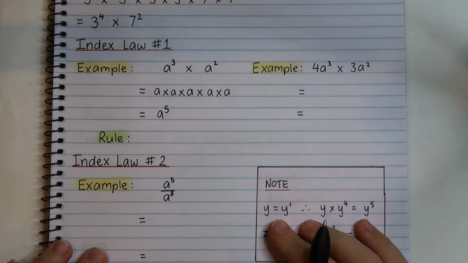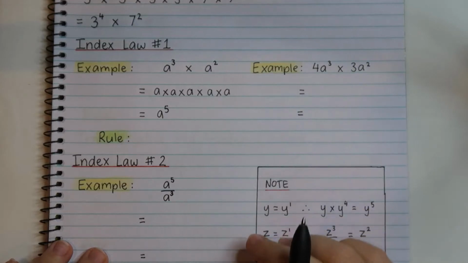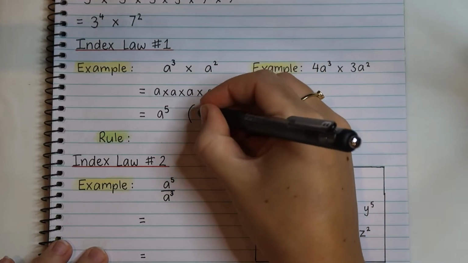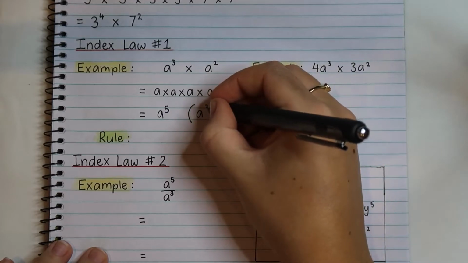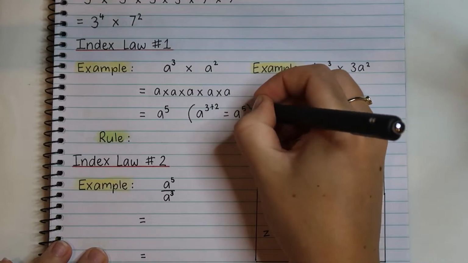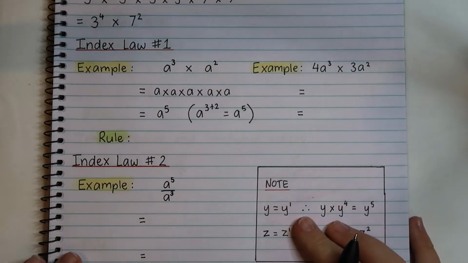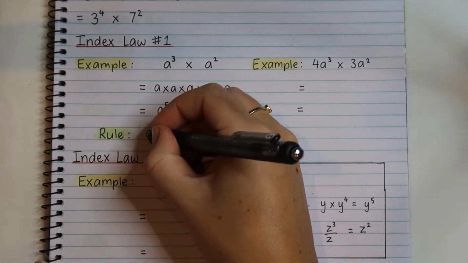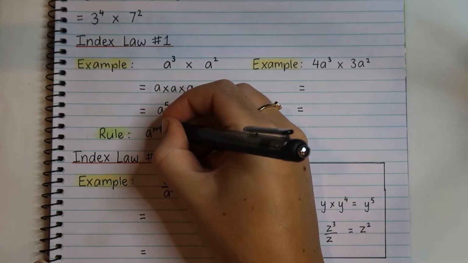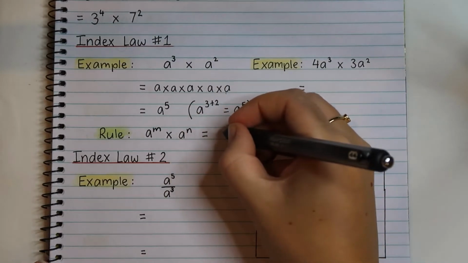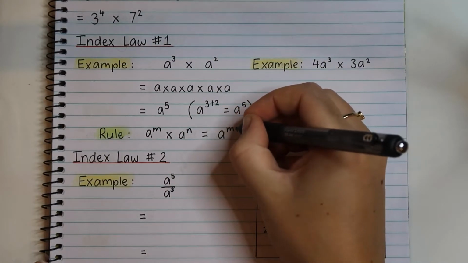Can you see a shortcut from the beginning expression? Instead of writing it out each time, in this case we can add the indices. So if I put this in brackets, we can go a to the power of 3 plus 2 is equal to a to the power of 5. Let's write this as a general rule. So we get a to the power of m times a to the power of n is going to be equal to a to the power of m plus n.